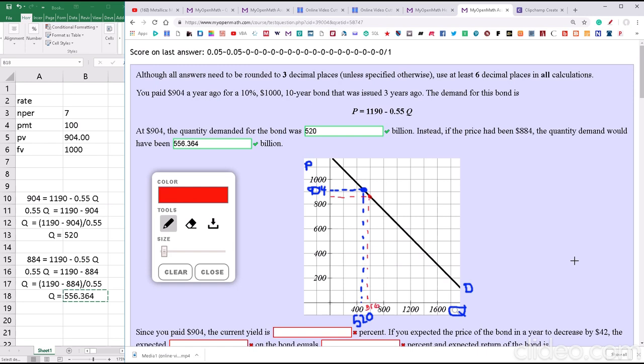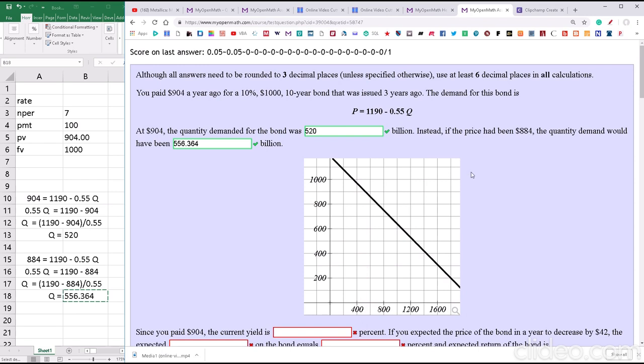Okay, that's your first graph that you have to turn in. And then the price was $884. So when the price fell, the quantity demanded of bonds increased. We call that a movement along a demand curve. Okay? I'll go ahead and clear that and close my pen out.